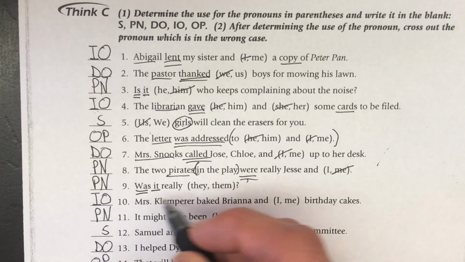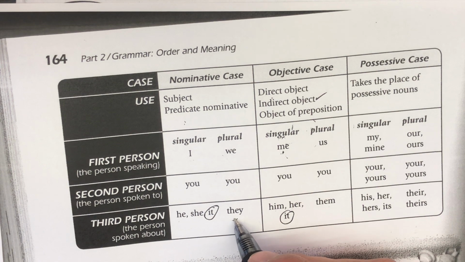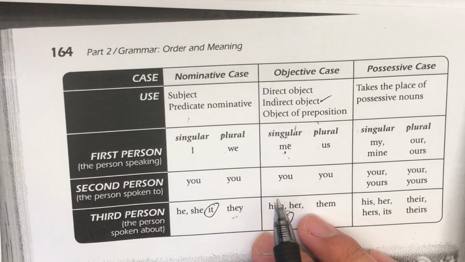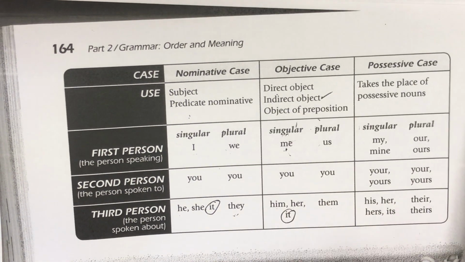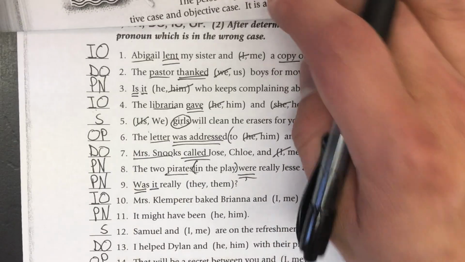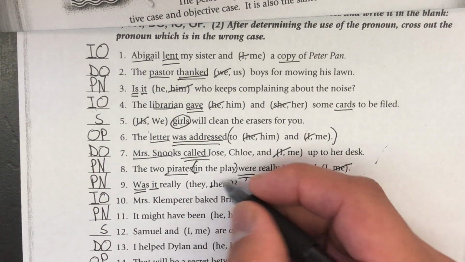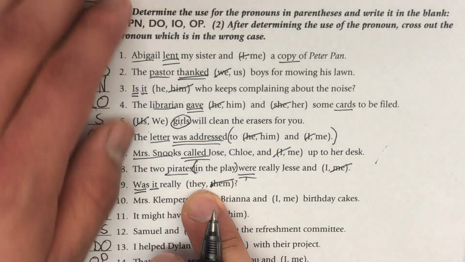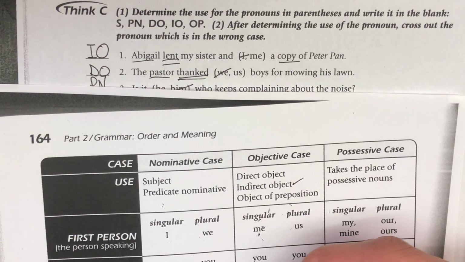So again, we've got a predicate nominative, and we're using plurals. So we would say, was it they? Now I know it sounds strange, but this is grammar. And sometimes the correct way may sound a little strange, but trust me, don't take my word for it. It's the spelling. All right, so we'd cross out them. You wouldn't say, was it really them? You would say, was it really they? Because they is functioning as a predicate nominative. So you need to use the correct person, so third person, plural, they.